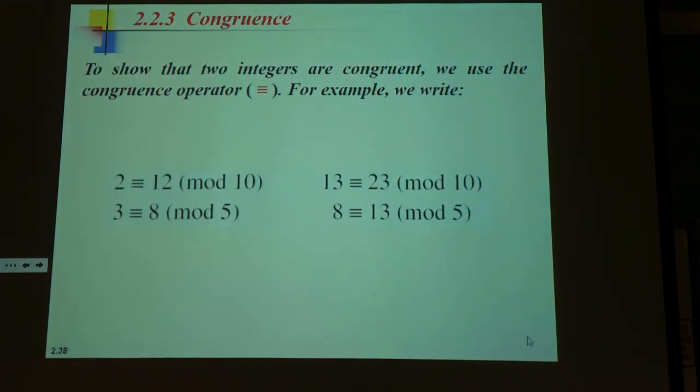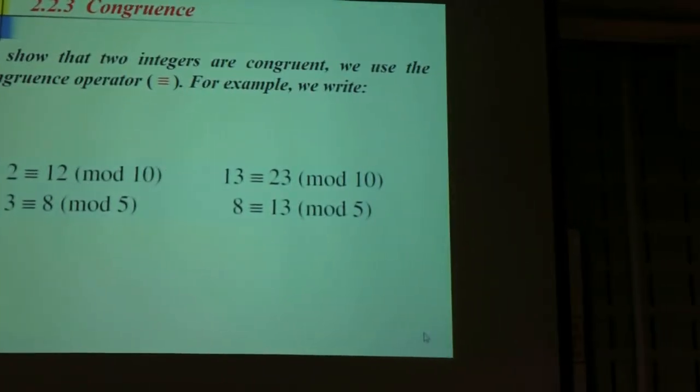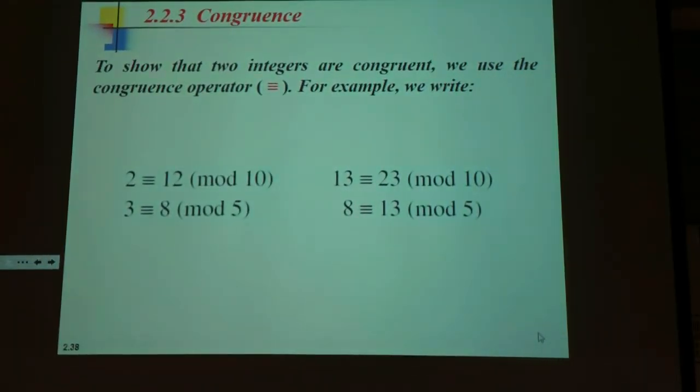Congruence is the way to write the operation. To show that two integers are congruent, we use the congruent operator, the 3 dashes. For example, 12 mod 10: we say here that 2 and 12 are congruent to modulus 10. That means that if you do the modulo for 12, it will give you 2. And if you do the mod operation for 2, it will give you 2.